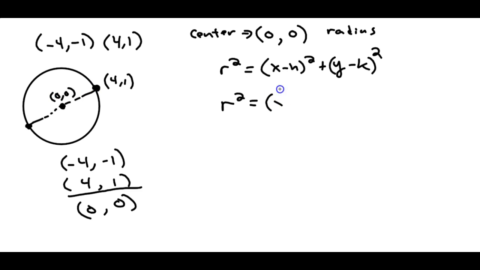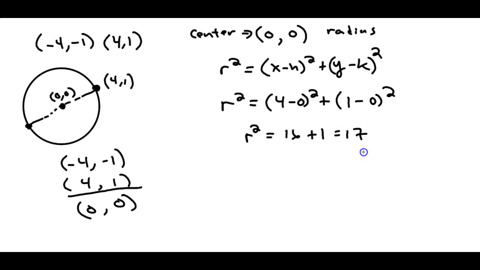So it's going to be x minus 0. I don't need to write an x though. I know that x is 4, so 4 minus 0 squared plus 1 minus 0 squared equals my radius squared. Well, 4 squared is 16, 1 squared is just 1, and so I get r squared to be 17. That means that r is equal to the square root of 17. So the radius is the square root of 17.